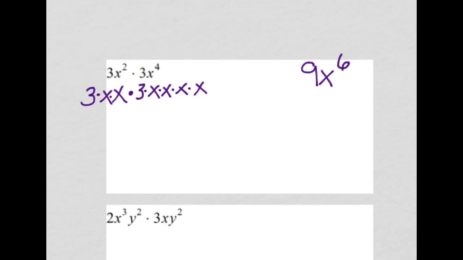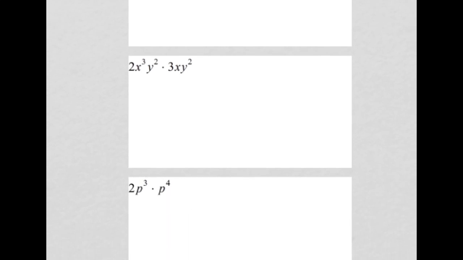Now we would multiply our big numbers, so we would have our 3 times our 3, which should give us 9. It does. And then we would simply count how many times we see the letter x. 1, 2, 3, 4, 5, 6. Our answers match up, so we know we have done it correctly. Move on to number 2.